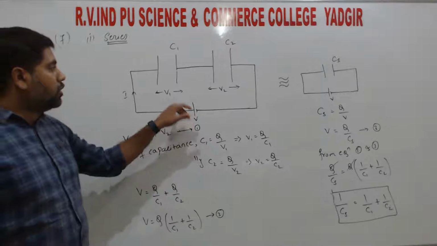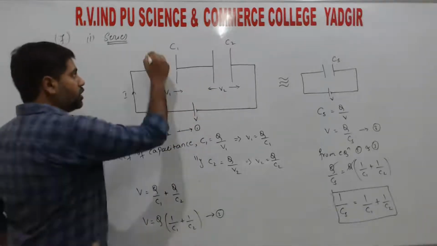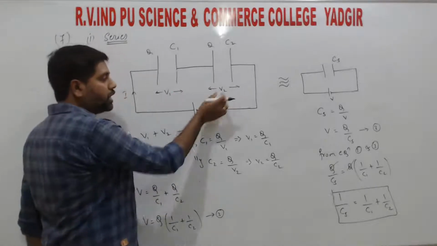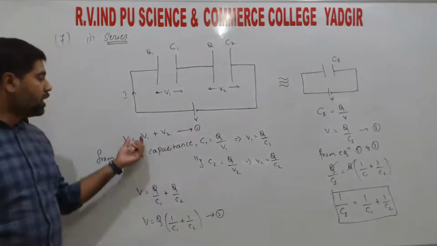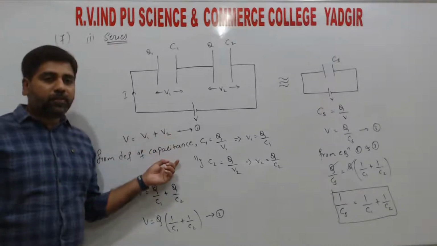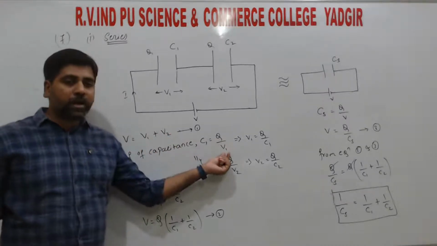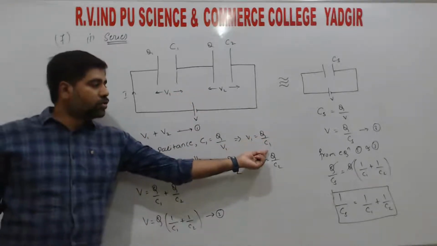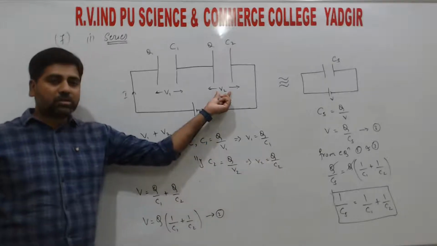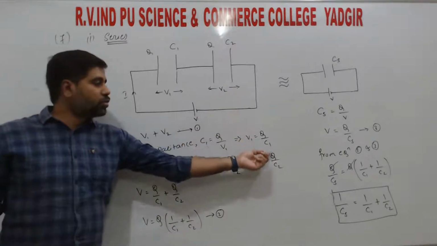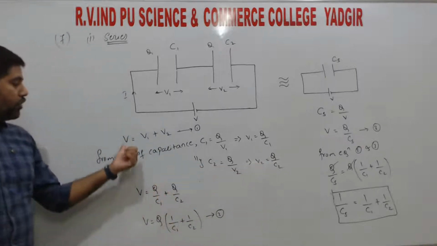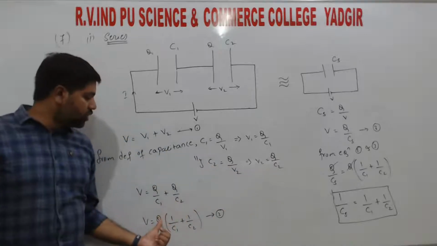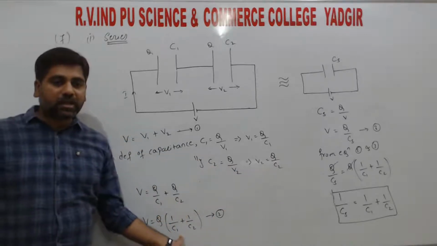First, since the charges are same on both sides, here also Q, here also Q, right? Only the potential gets divided. So total potential V, we can write V1 plus V2. From the definition of capacitance, C1 is equals to Q by V, so the potential across the first capacitor V1 is equals to Q by C1. Similarly the potential across the second capacitor V2 is equals to Q by C2, right? So V is equals to V1 plus V2, that is Q by C1 plus Q by C2. We can take Q common, and we take this as the second relation, right?